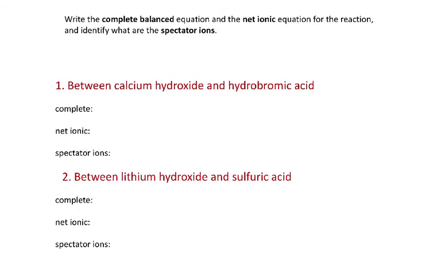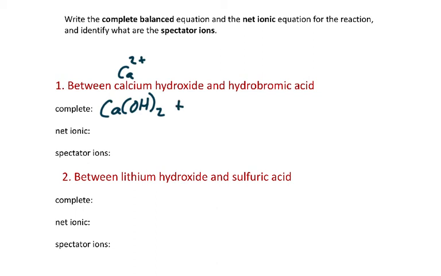Here, let's do some more practice with this. So I want us to write the complete balanced equation, and then the net ionic equation, and identify the spectator ions. So we can do the first one here. Calcium hydroxide. So calcium is a +2 ion. So that would make Ca(OH)2.